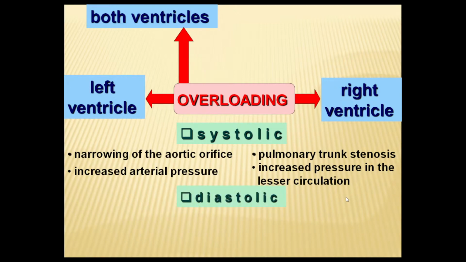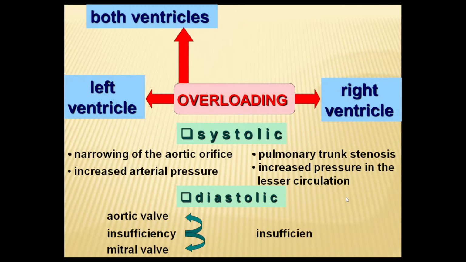Diastolic overloading is characterized by overfilled myocardium during the diastolic period. Left ventricular diastolic overloading appears due to aortic or mitral regurgitation, due to insufficiency of the aortic or mitral valve, when the left ventricle is overfilled with blood and its contractive ability decreases.